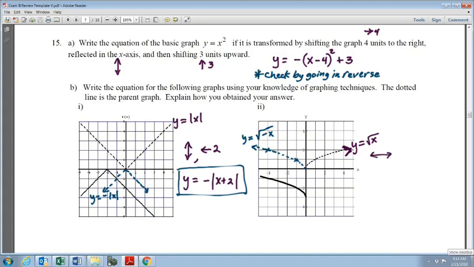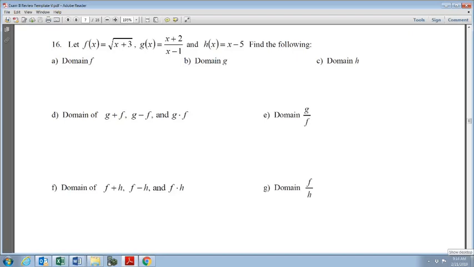So what we have is a reflection through the y-axis. So that's y equals square root of minus x. And then it's been moved down 3, so that's a vertical shift down 3. And so we'll write that using a minus 3. Alright, let's move on to number 16.